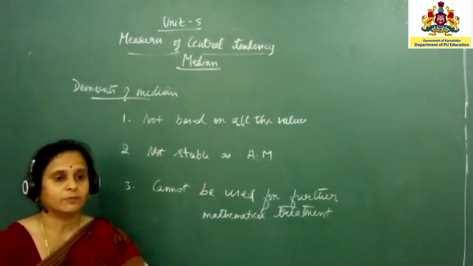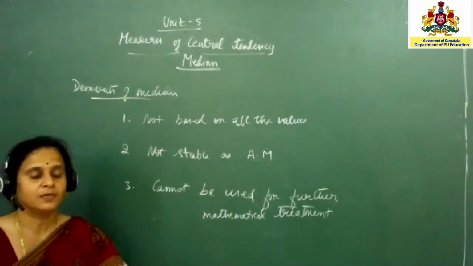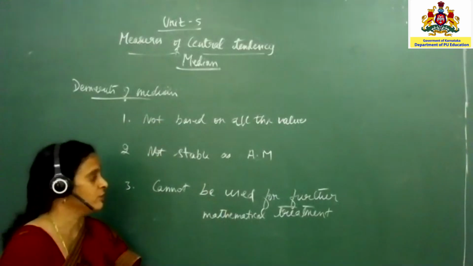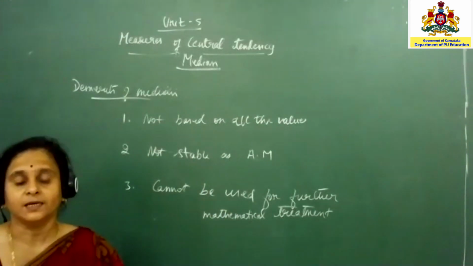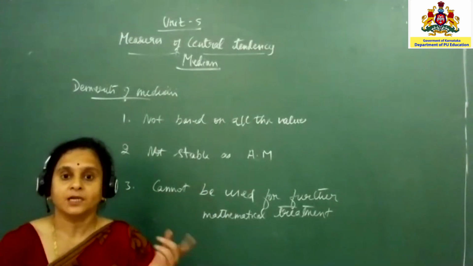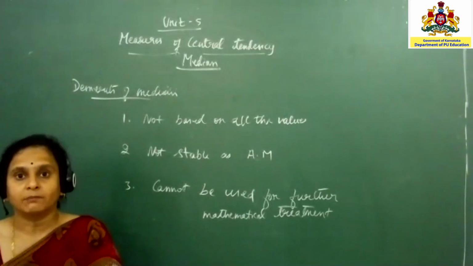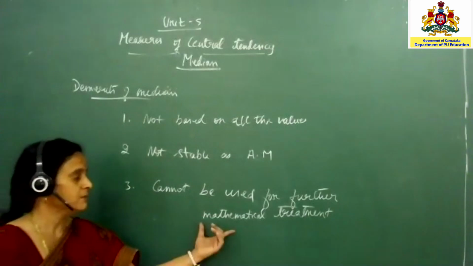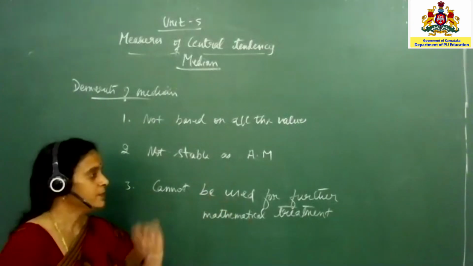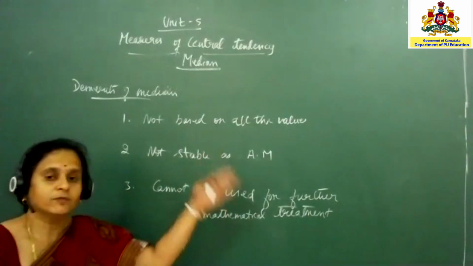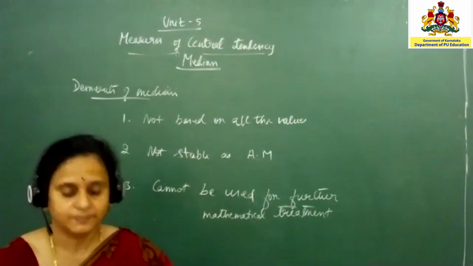Next, it is not as stable as the arithmetic mean. Stability is less compared to arithmetic mean. And it cannot be used for further mathematical treatment. In arithmetic mean, it was used for further mathematical treatment, because we used it to find the combined arithmetic mean. But here, we cannot do that. So these are some of the demerits of median.